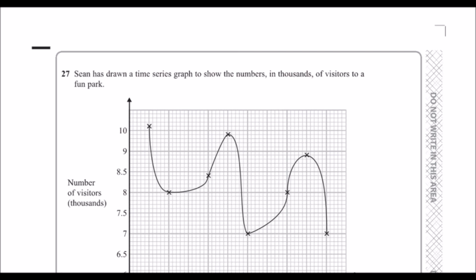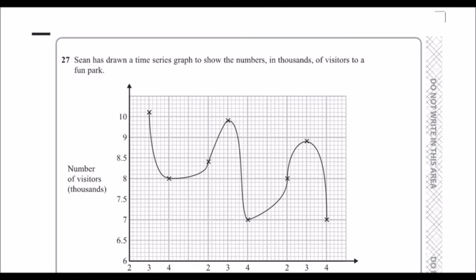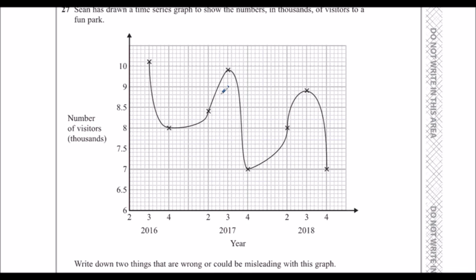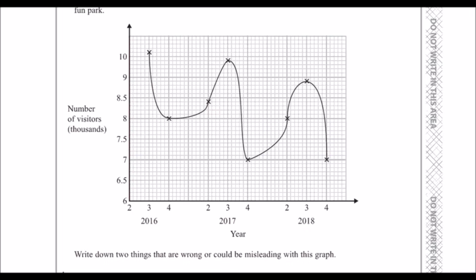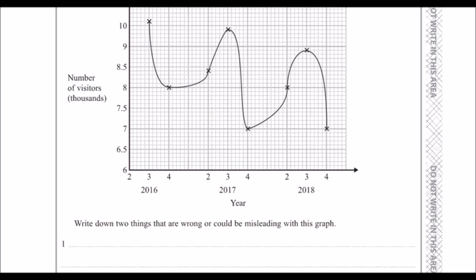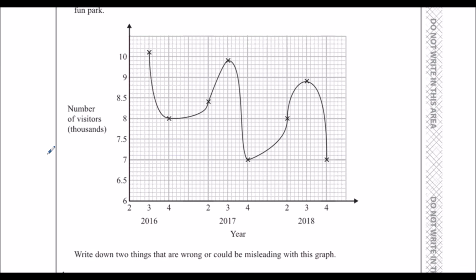Question 27. Sean has drawn a time series graph to show the numbers in thousands of visitors to a fun park. So we've got this weird curvy line graph. Write down 2 things that are wrong or could be misleading with this graph. So let's look at everything that's wrong or misleading with the graph that Sean has drawn.